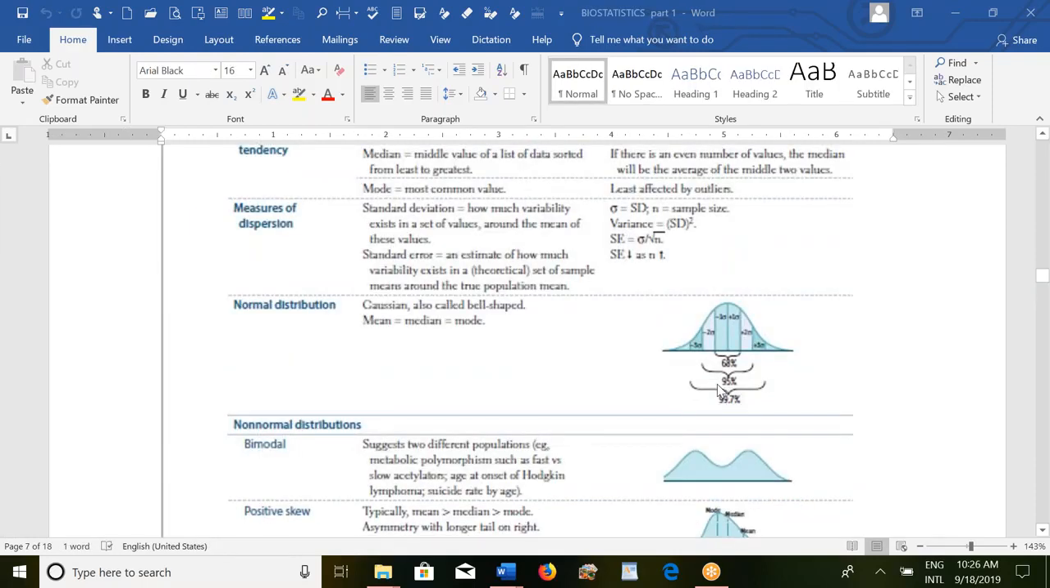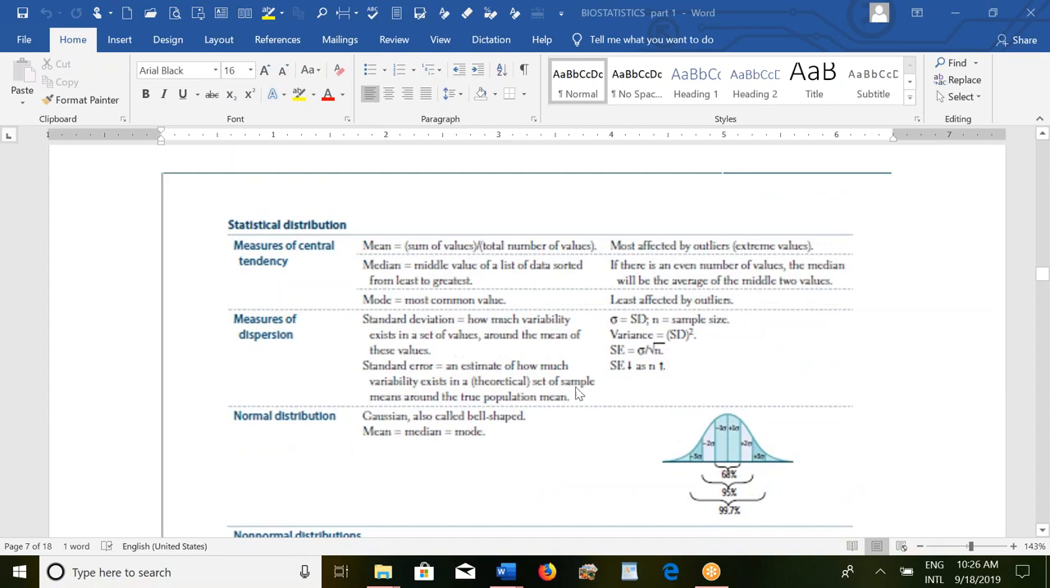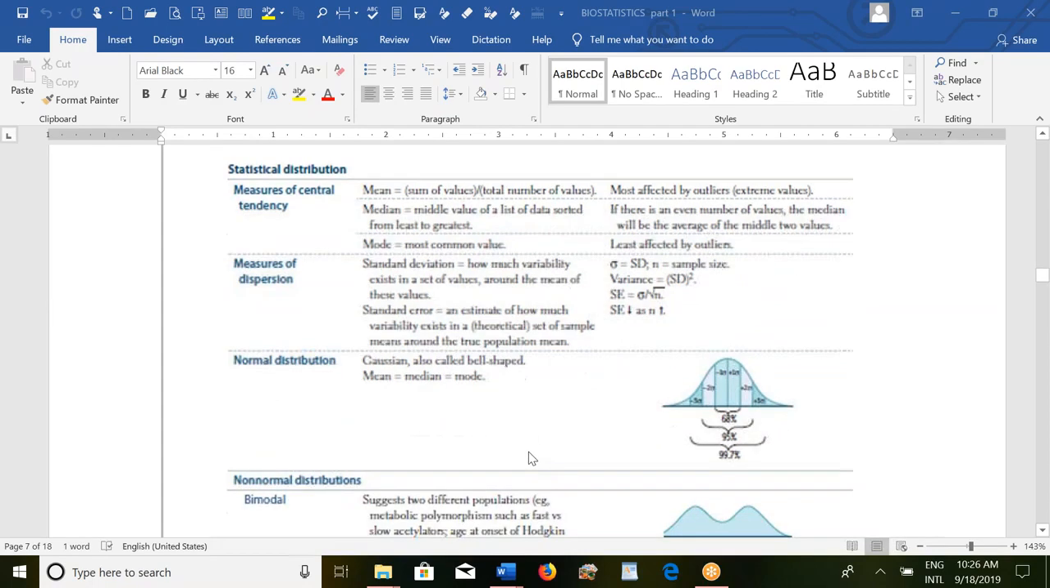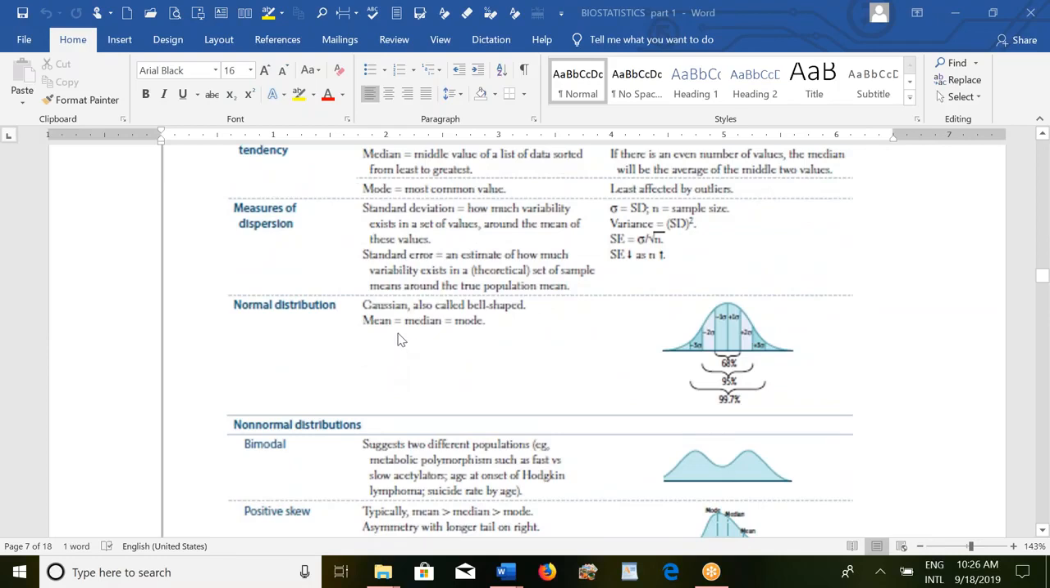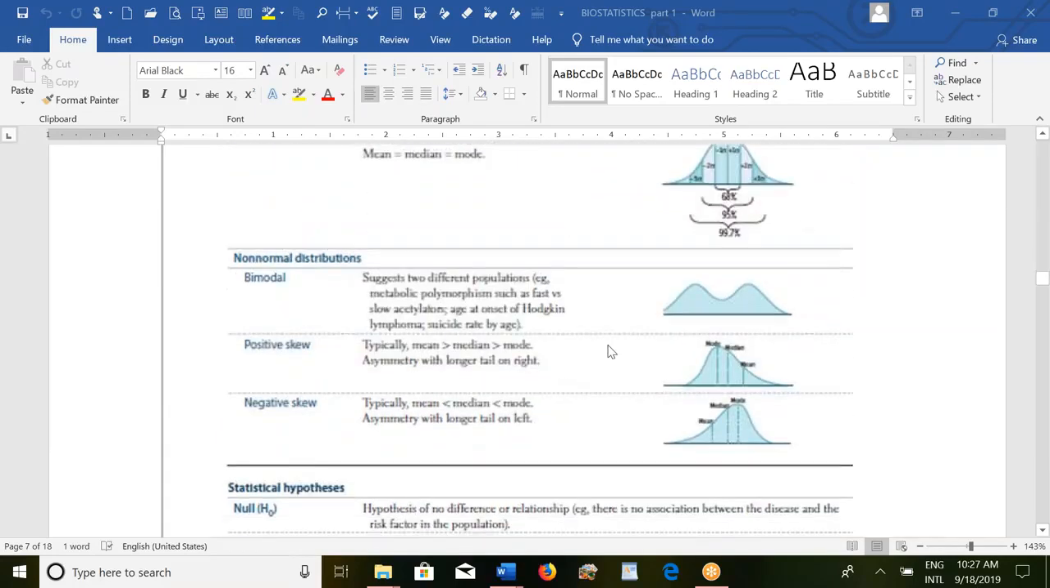So look at this one, like we were talking about normal distribution. In a normal distribution, mean is equal to median is equal to mode. Look at this bell shaped curve. Here the mean, median and mode all are equal. Then the data in the bell shape can show different types of representations: it can be bimodal, it can be positively skewed, or it can be negatively skewed.